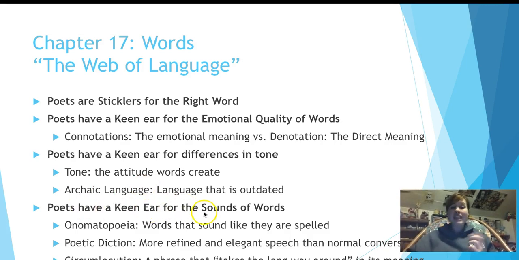And then poets have a keen ear for the sounds of words. They understand words that have specific meaning. Oh, let me go back. So for example, these 3 terms, and I know one of them's kind of cut off, but if you download the presentation, you'll be able to see it.